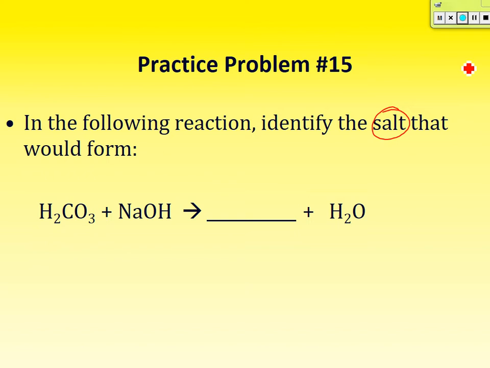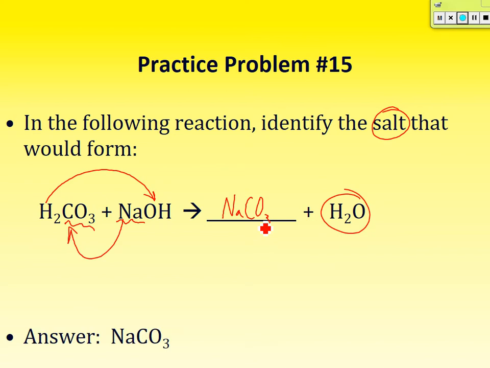Okay, so let's see how you did with this one. This H2CO3 is the acid. The NaOH is our base. The acid donates its hydrogen to the base, which makes the water. The salt is going to be left over. We have sodium ion and the CO3 ion. The sodium will come over and form a bond with the CO3. So the answer there, the salt is NaCO3.